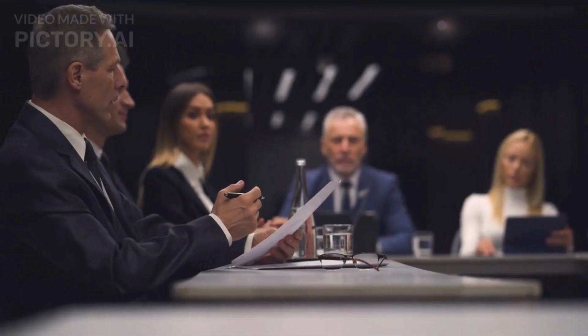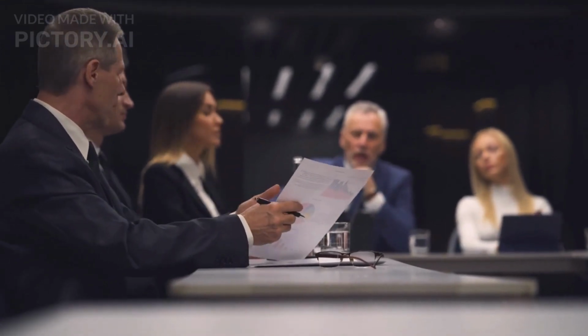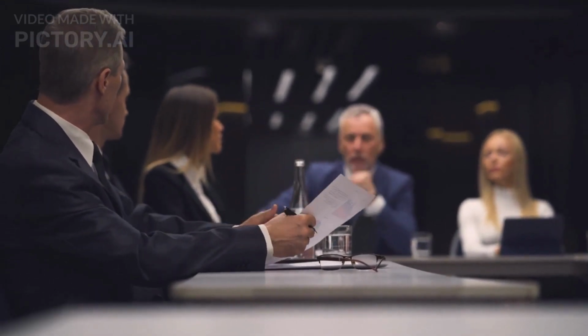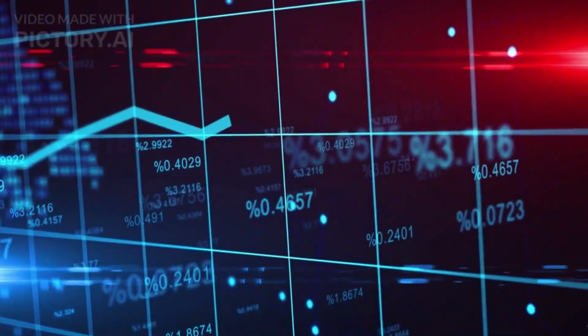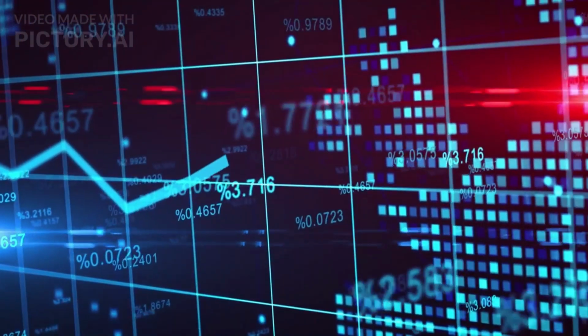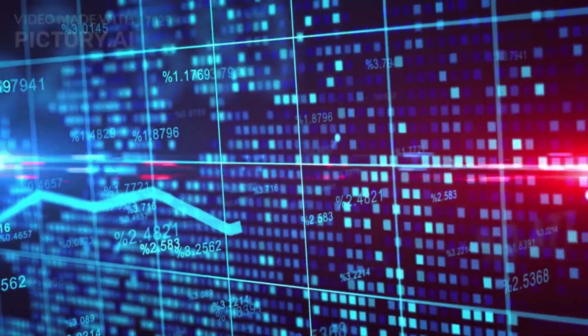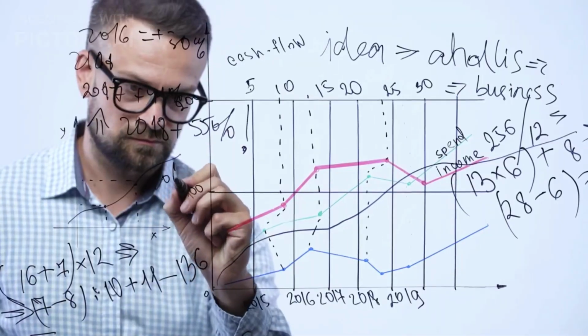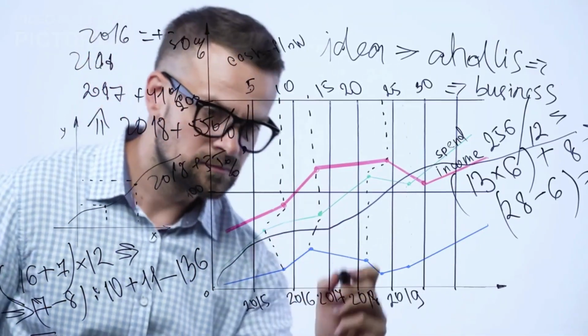Do your research. Do your research before making any investment decisions. Read up on the companies you're interested in investing in and be sure to understand their financials, products, and overall business strategy. Be patient, and don't react to short-term market fluctuations. Instead, focus on your long-term goals and stick to your investment strategy.